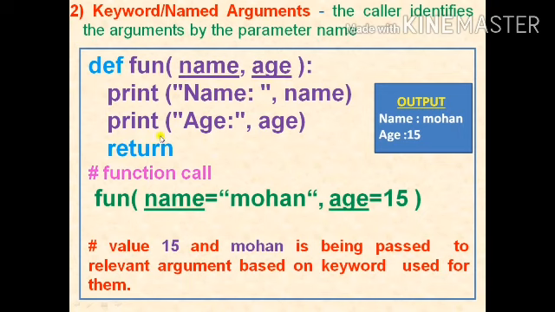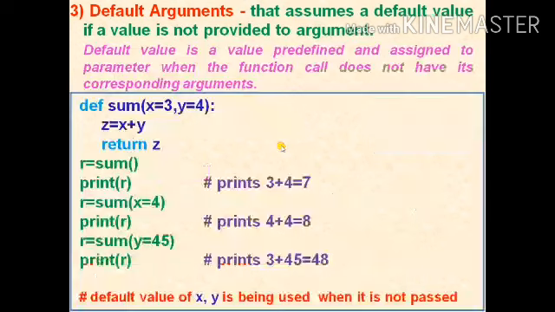This is also a pattern of using arguments. This type of pattern is known as keyword argument or named argument. The third one is default argument. Default argument assumes a default value.